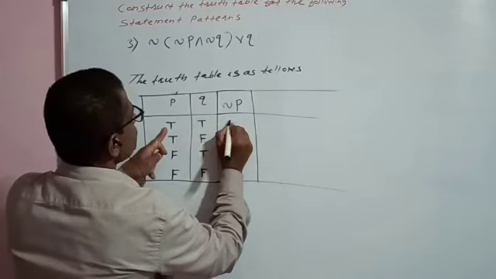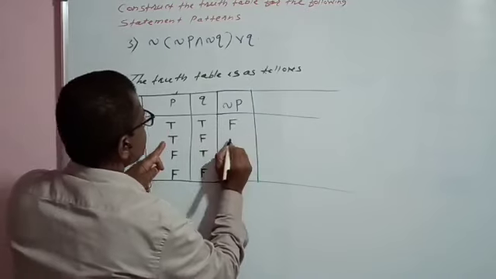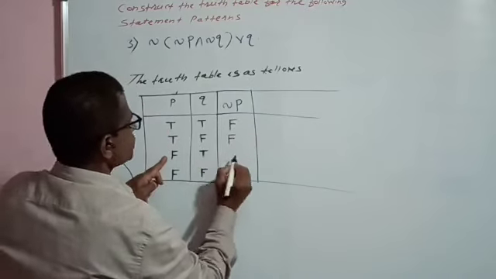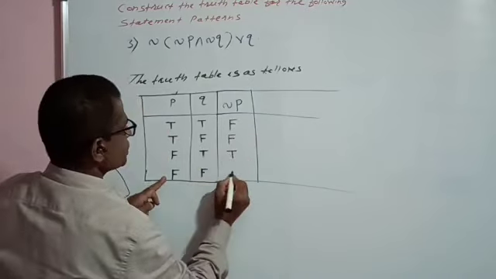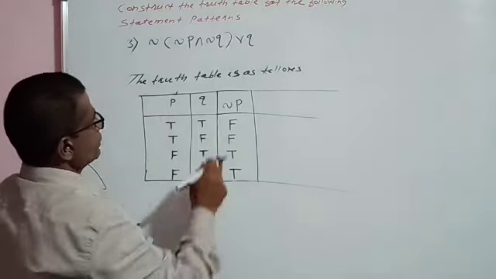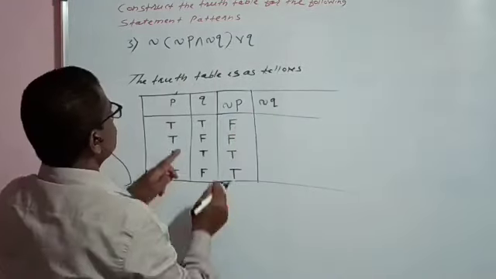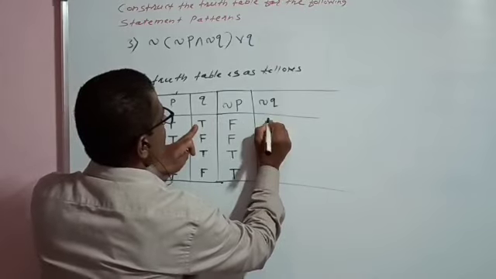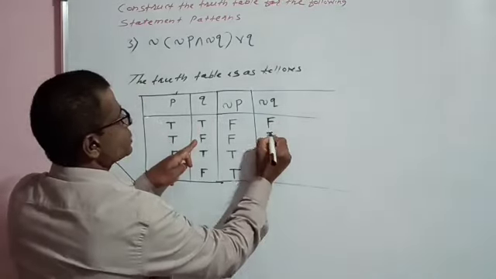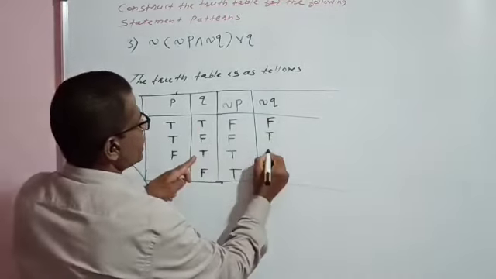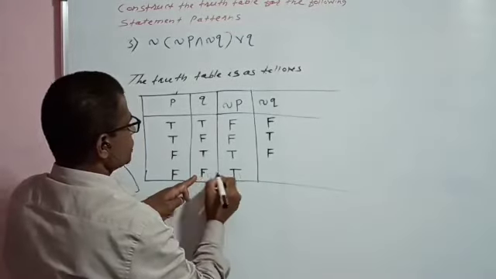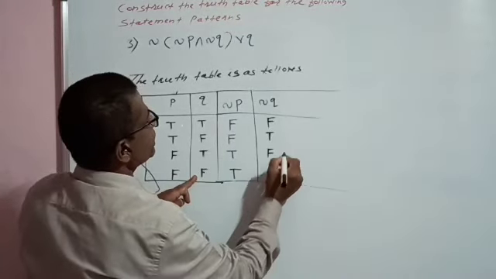Negation of T is F. Negation of T is also F. Negation of F is T. Negation of F is what? T. Then take the negation of Q. So negation of T is F. Negation of F is T. Negation of T is F. Negation of F is a T.